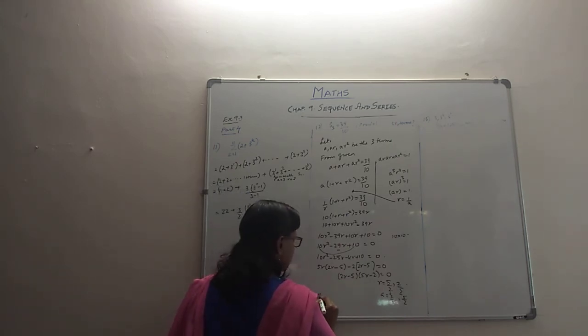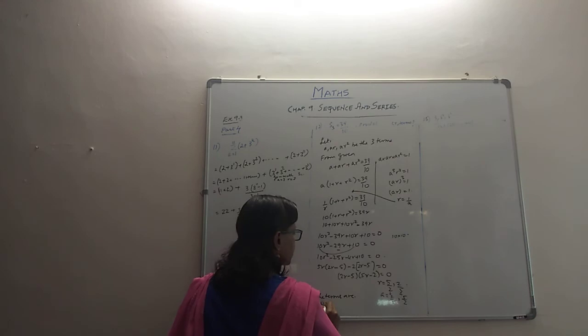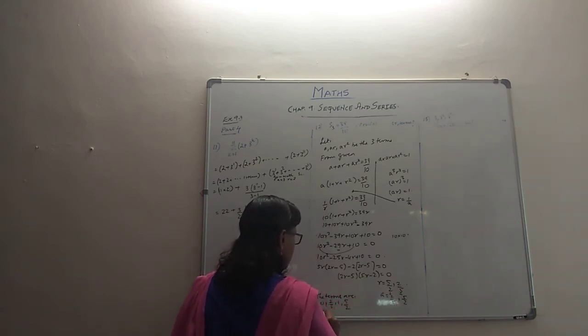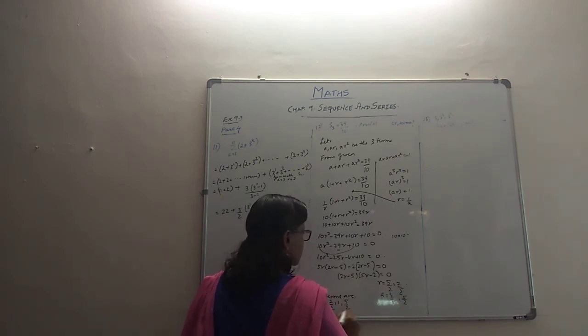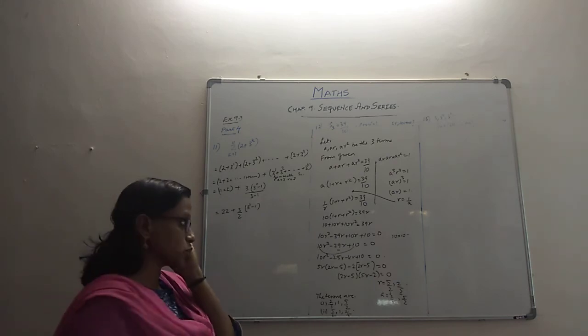So the terms are in the first case, A is 2 by 5. 2 by 5 into R, which is 5 by 2, that's 1. Then again into 5 by 2, so that's 5 by 2. Second is this, first term is 5 by 2. Multiply the R, so 2 by 5, that's 1. Again multiply 2 by 5 to this, so 2 by 5. So in 2 cases you get these 2 terms.